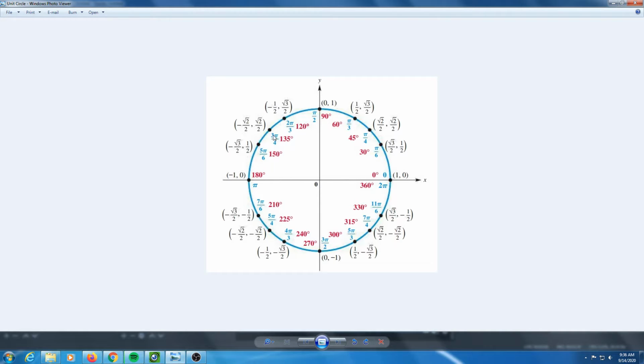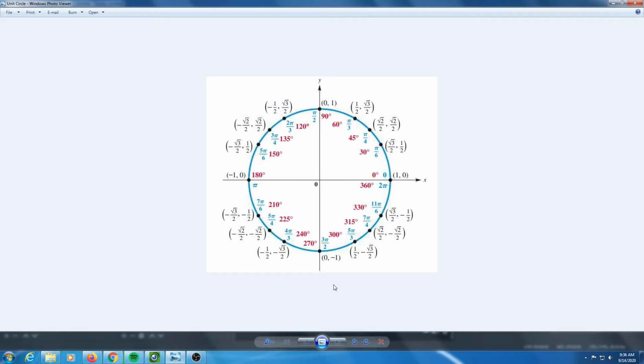Sine of 3 pi over 4 is root 2 over 2. Cosine of 3 pi over 4 is negative root 2 over 2. And so forth. This is how you read the unit circle.